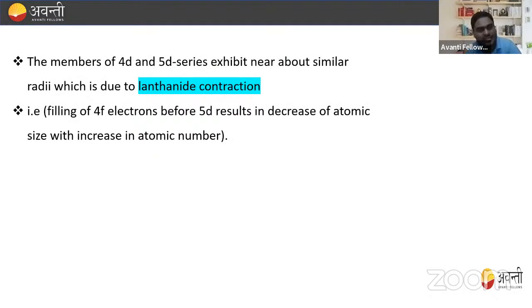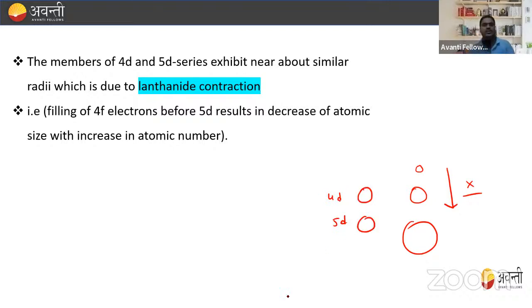Now, the members of the 4d and 5d series exhibit near about similar radii, which is due to the lanthanoid contraction. In the s block and p block, we know that while moving down the group the size increases, but this is not happening in the d block. The sizes of 4d and 5d are almost the same. What is lanthanoid contraction? The filling of 4f electrons before 5d results in a decrease of the atomic size with an increase in the atomic number. This is known as lanthanoid contraction.